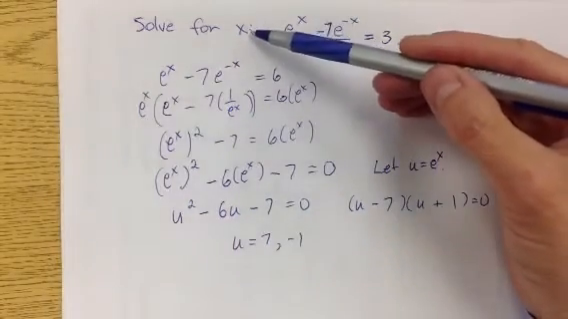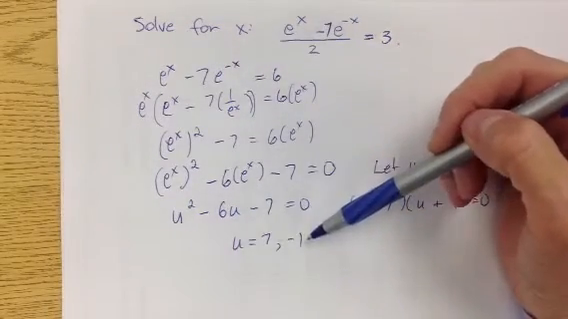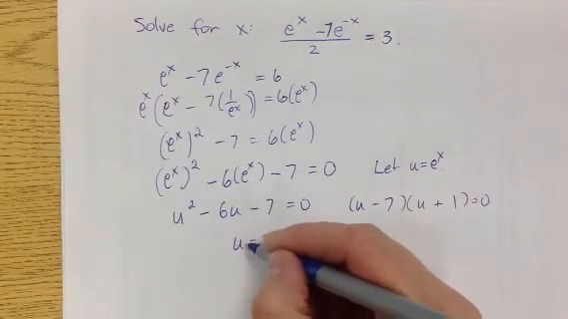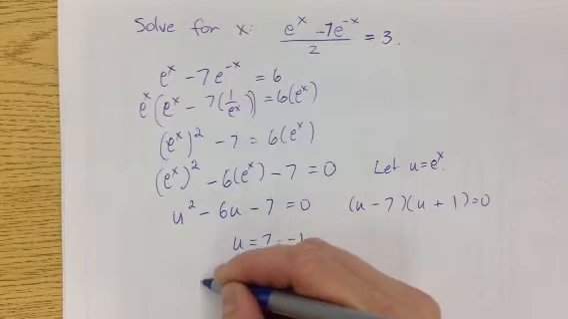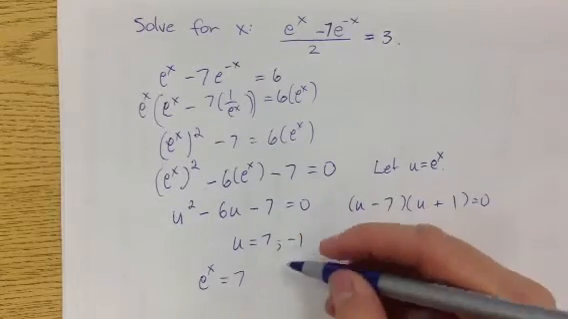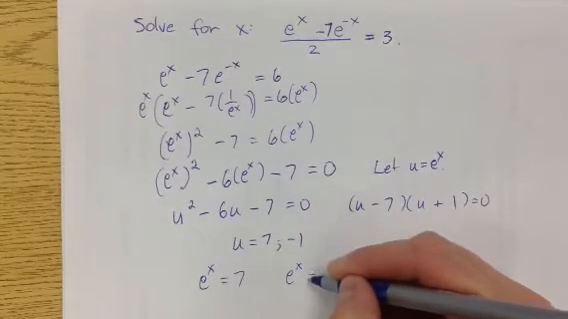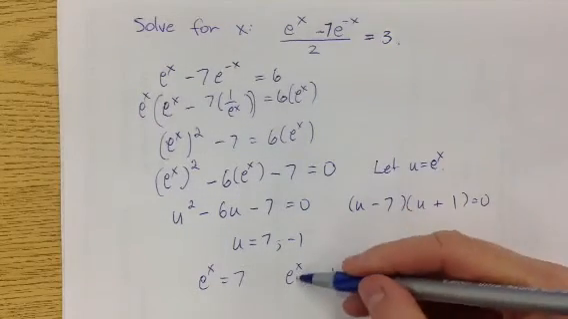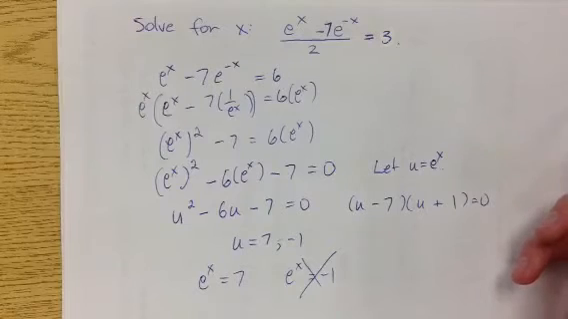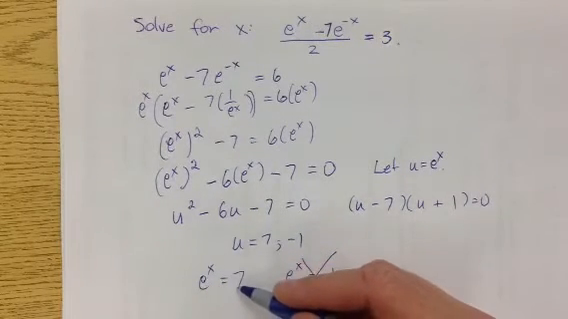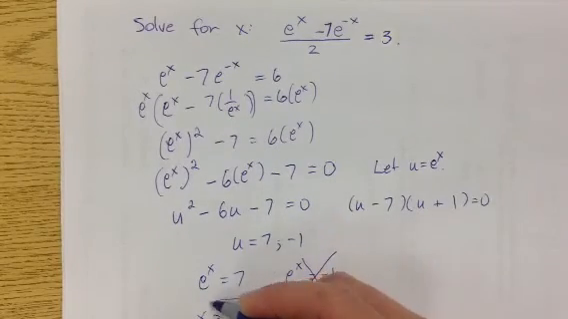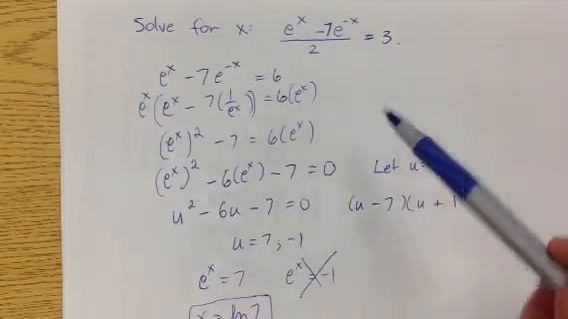So note that we wanted to solve for x. We have values of u here. Now we're going to use the fact that u equals e to the x. So u equals 7. That means e to the x equals 7. U equals negative 1. That means e to the x equals negative 1. But I know that e to the x can never be negative, so that's extraneous. And now e to the x equals 7, that means x equals the natural log of 7. So that is the solution to that equation right there.